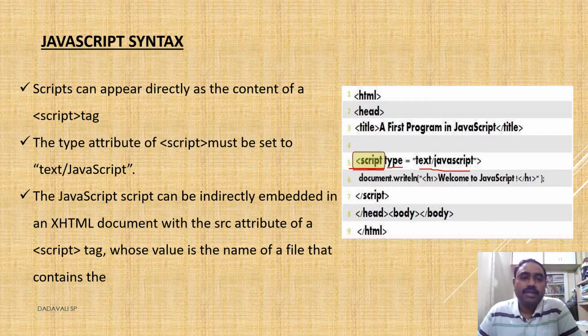Within the script tag, the JavaScript can be indirectly embedded in an XHTML document with a source attribute of a script tag whose value is the name of the file that contains it. Means suppose one more attribute is there, src. Later we can discuss it practically. So how to do implicit embedding and explicit embedding in the HTML. So this is the main syntax. Here we concentrate on the script tag and type attribute, and text/javascript within double quotes, you must write.